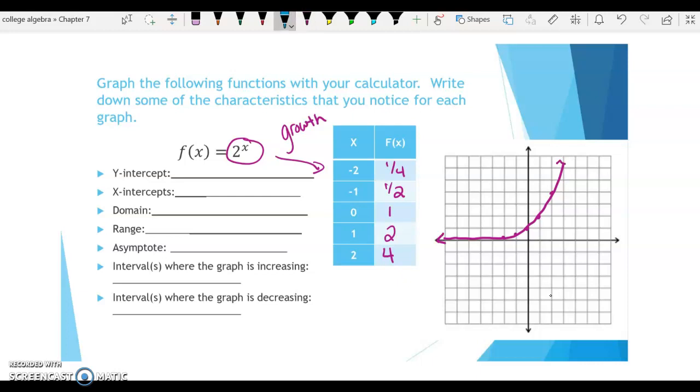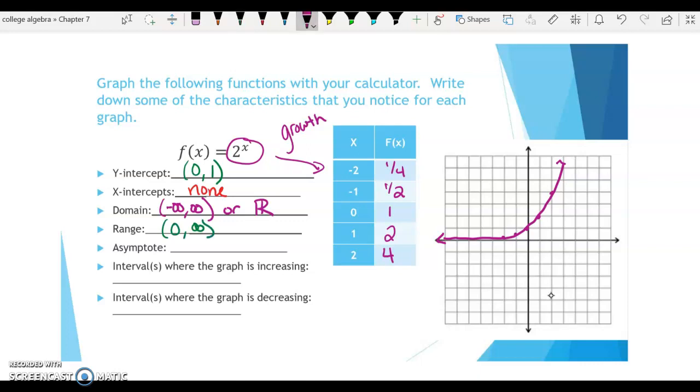Now we're going to talk about the y-intercept. Guys, most of the time the y-intercept is going to be (0, 1), and in this case it is. Just look at when x is 0. That'll give you the y-intercept. Your x-intercept, there is none because it doesn't cross the x-axis. Your domain, how far left to how far right, we're going to have negative infinity to infinity, or you can say all real numbers. Your range is from bottom to top. It never hits 0, but it gets really close, and then it goes to positive infinity.